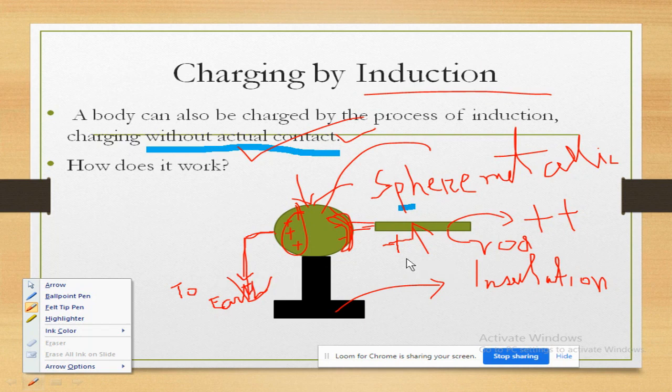Now what will happen? After that, these negative charges that were left on the sphere will spread evenly over the sphere. So we will be left with only a sphere that is negatively charged. So this is one of the processes of charging by induction.